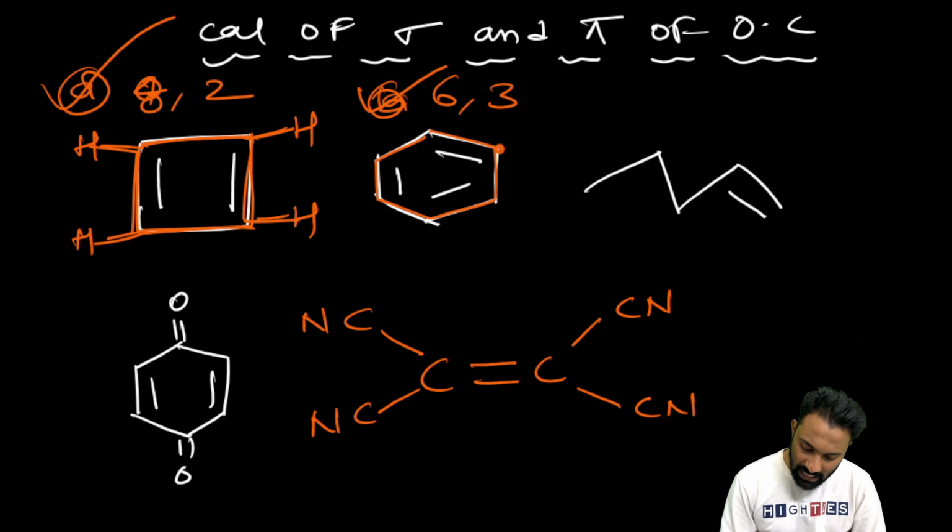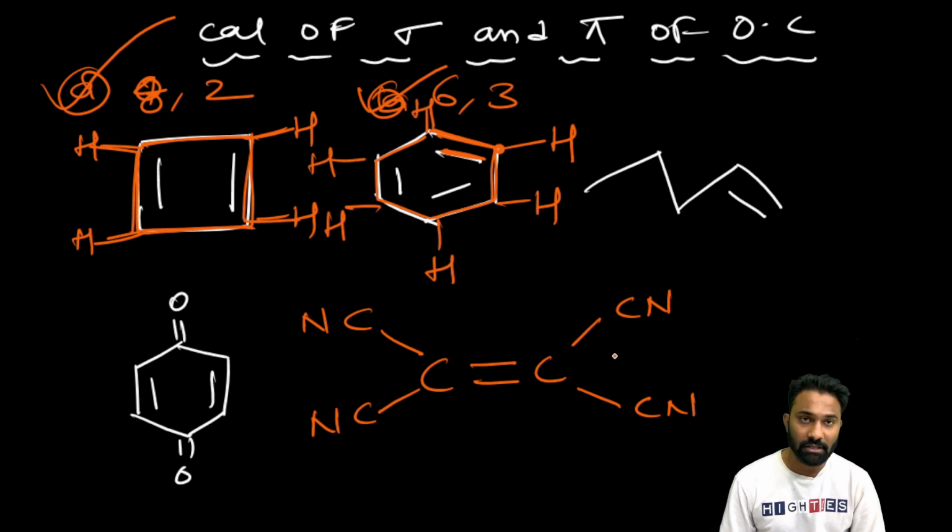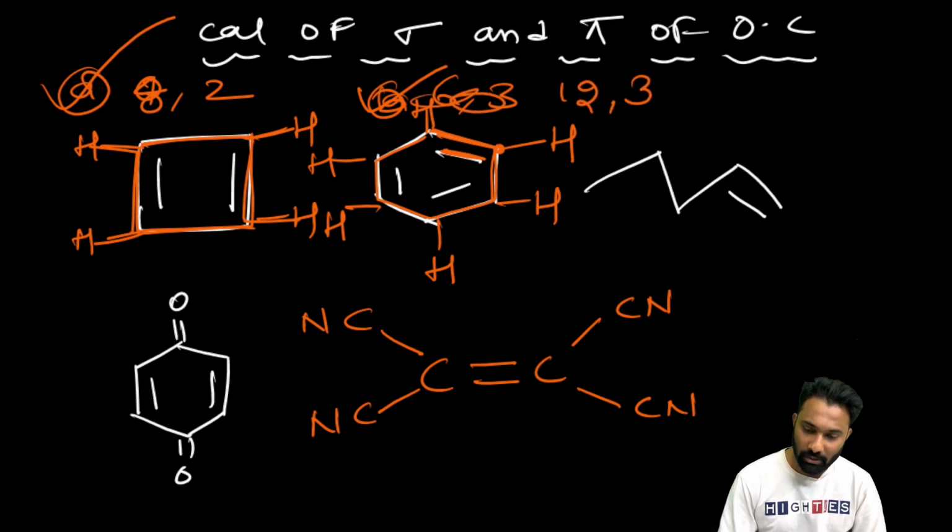Because here this carbon, if you count the bonds, how many are you getting? 1, 2 and 1 pi bond, only 3 you are getting, and the remaining will be hydrogen with a sigma bond, right? So you have to count the hydrogen sigma bonds also. In this manner, the total sigma bonds for benzene will be 12 and 3 pi bonds.